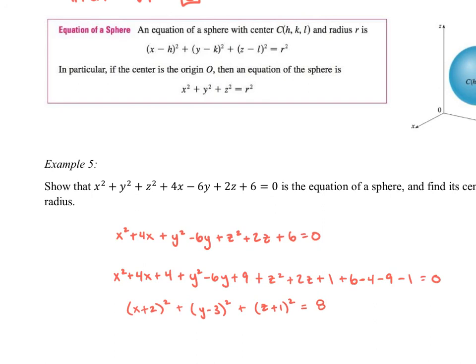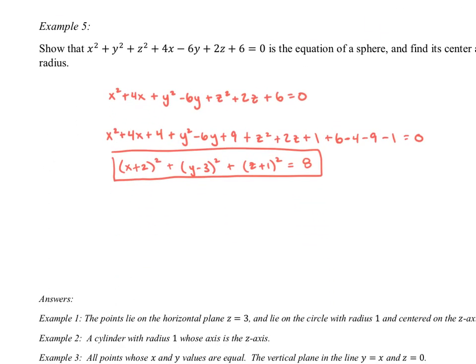And so what we've done is we've set up the general equation of a sphere. This means that we have a center at negative 2, 3, and negative 1. That's based on what we've separated with our perfect square trinomials, and then the radius will be the square root of 8, or the same thing as 2 root 2. So there you go, just a nice little skill.